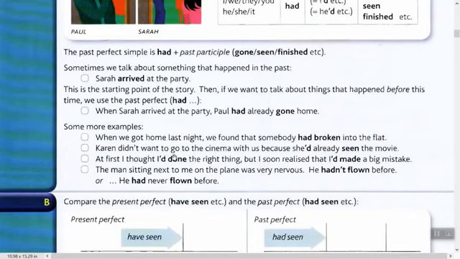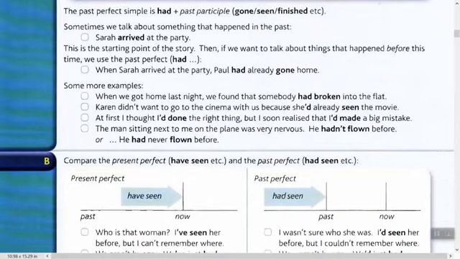You see here, Karen didn't want to go to the cinema with us. Okay, yesterday she didn't want to go with us. For example, yesterday we went to the cinema, but Ahmed didn't come with us. Why didn't Ahmed come yesterday? Because he's seen the movie an hour ago, a month ago, a year ago. Because he had already seen it. This is short for she'd already seen the movie. You see, I think it's very clear. It's clear, God willing.